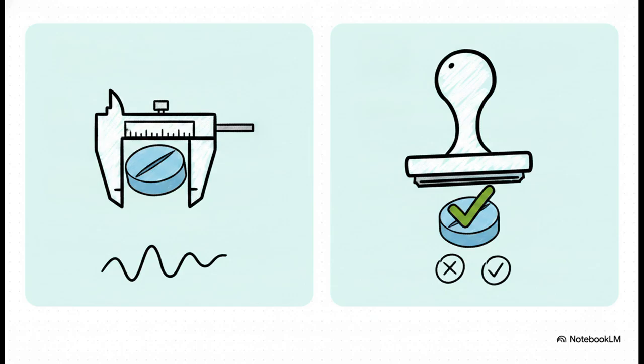Then you've got attribute data. This is data you judge, usually resulting in a simple category like pass or fail. Honestly, when you downgrade a specific measurement into just pass or fail, you are actively throwing valuable info right out the window. So always prefer variables data if you can get it, because it allows you to see a drift way before a process actually fails.